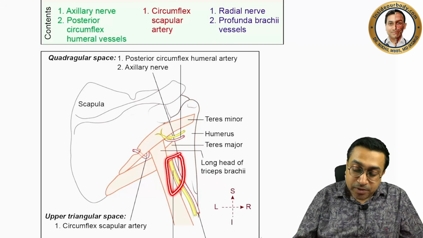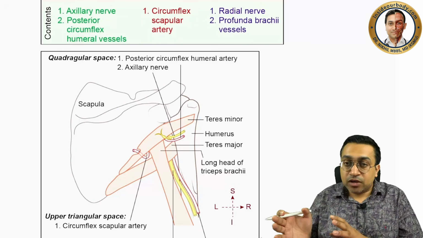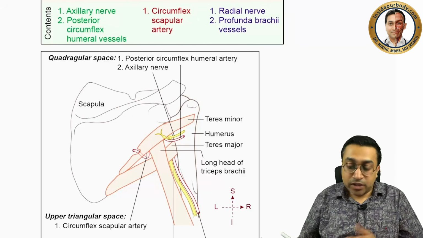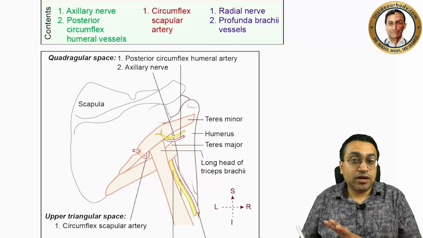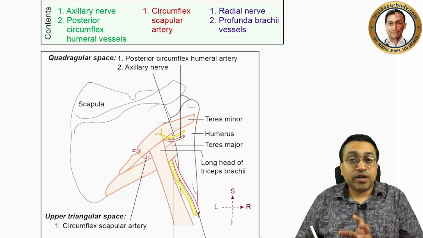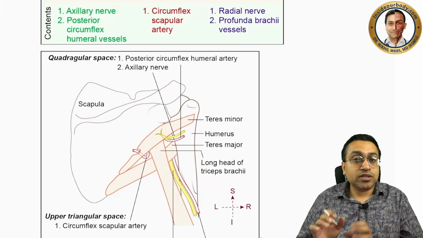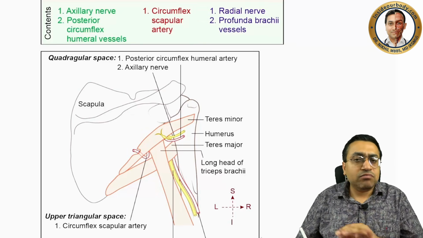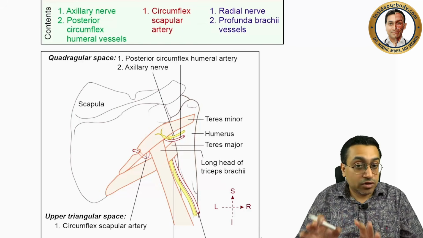Then the lower triangular space is very close to the radial groove. In the radial groove, the nerve is the radial nerve only. What is the vessel? There is a deep branch of the brachial artery in the arm, and that is the profunda brachii artery. So quadrangular and lower triangular are the most important content wise. In the upper triangular space there is only one content, not very frequently asked, the circumflex scapular artery. There is no nerve as such in this area.